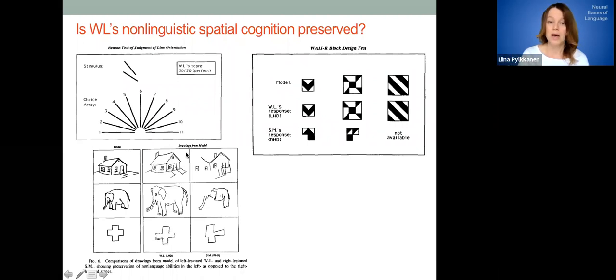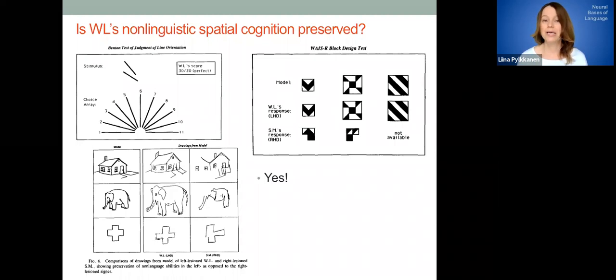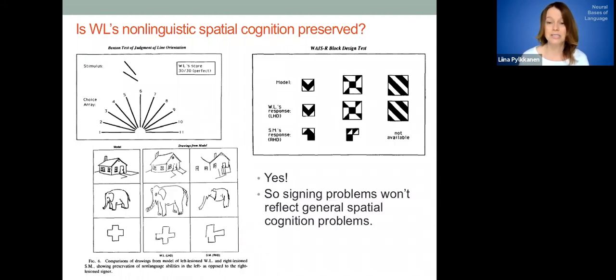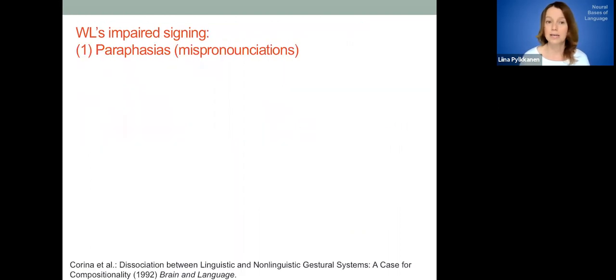They're pretty perfect. As a comparison point, here we have a right hemisphere damaged individual's reproductions of these drawings. And as you can see, they're clearly much worse. Similarly, here we have the models. WL's reproductions are perfect. Right hemisphere damaged individuals' reproductions are far from perfect. So yes, his non-linguistic spatial cognition is intact, and so we won't be interpreting his signing problems in terms of a more general spatial cognition problem. We can rule that hypothesis out as an explanation of his signing problems.